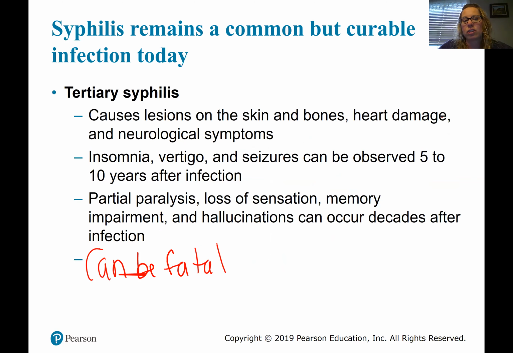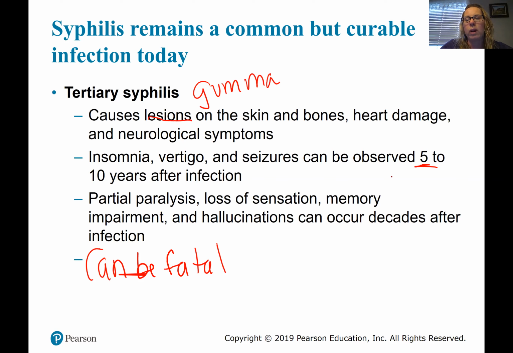Then they enter into the tertiary stage, and this is where you can get lesions called gumma, which are rubbery lesions on the skin, on your bones, on the heart. And those can lead to heart damage and neurological damage, like problems sleeping, vertigo, seizures. Those things can appear even 5 to 10 years after the initial infection. It can cause paralysis, memory problems, hallucinations, and again, could be fatal.